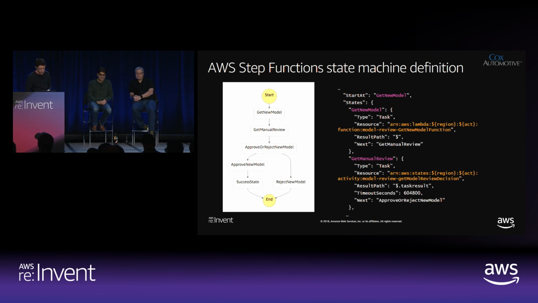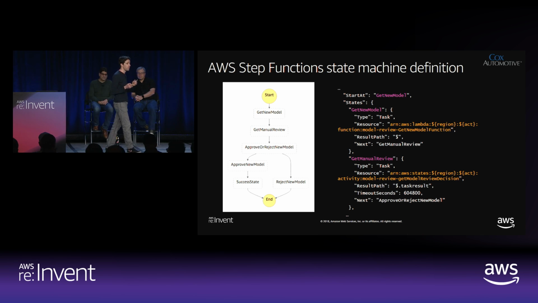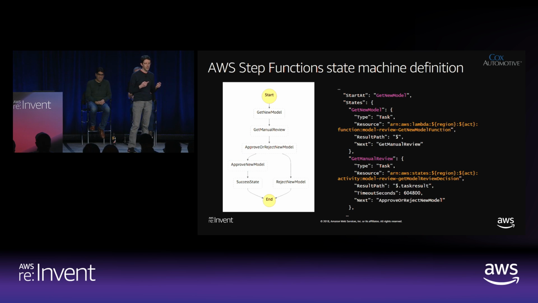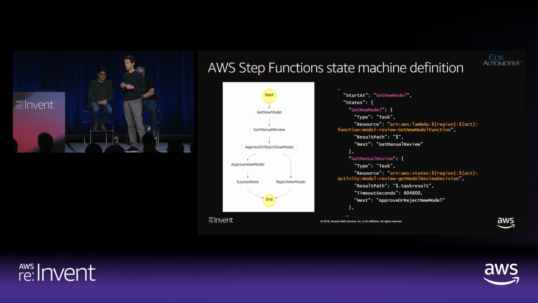So now let's move on to a couple of the important features that I want to share with you that were kind of essential in building this. One is the activity token, and then the other one is the state input and output.